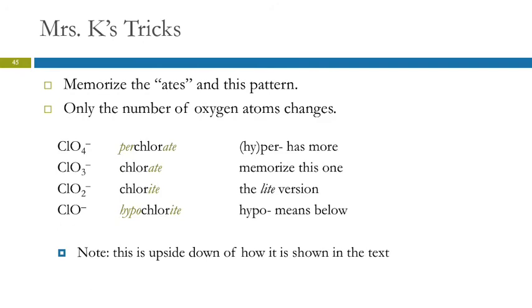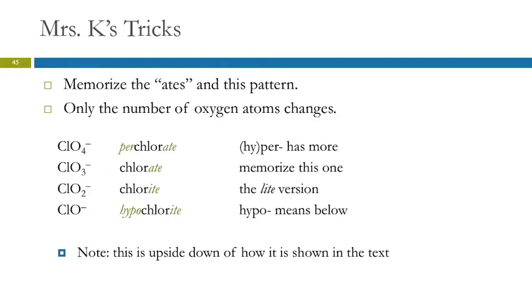So this is how I think of it. You memorize what I call the ates, all the ions that end in ate. So chlorate, sulfate, phosphate, nitrate, those guys. And then you learn this pattern. So you memorize this one. If you need perchlorate, you take that and you add one oxygen, because per is a prefix that means more. Like hyperactive, right? That means you're more active than regular people. So perchlorate has one more oxygen than chlorate.